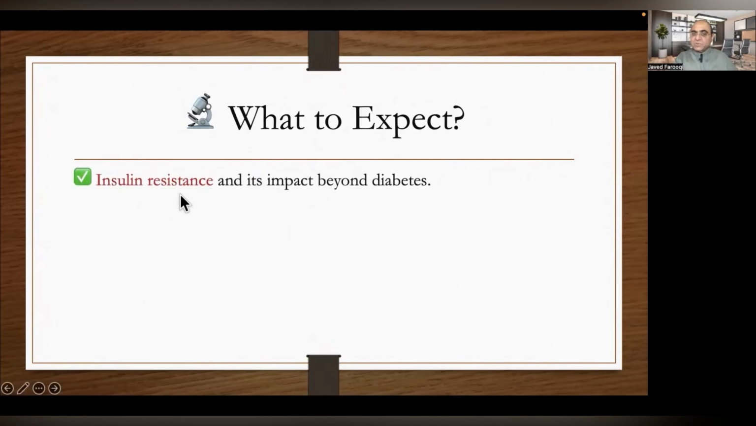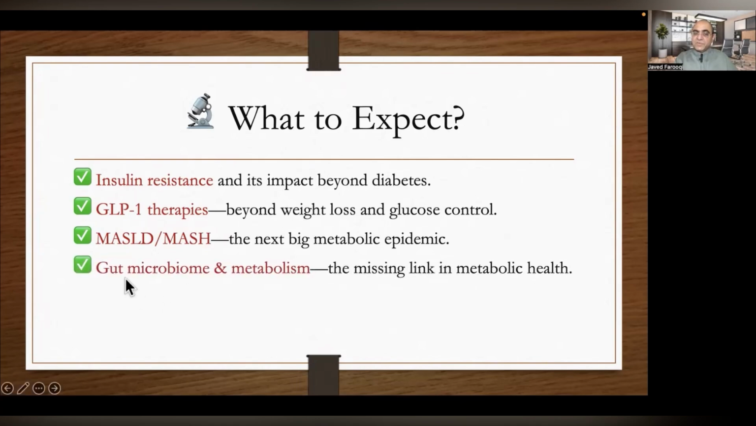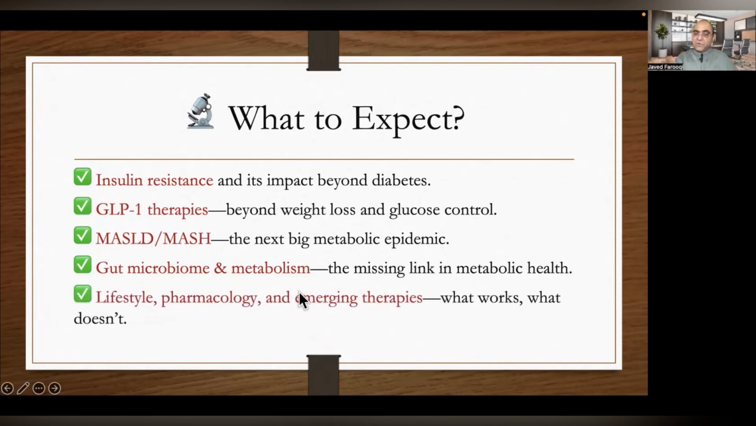We'll discuss insulin resistance and its impacts beyond diabetes. We'll discuss GLP-1 therapies beyond weight loss and glucose control. We'll also discuss MASLD and MASH, the next big metabolic epidemic. And of course, we'll discuss gut microbiome and metabolism, the missing link in metabolic health. And the role of lifestyle, pharmacology, and emerging therapies: what works, what does not.